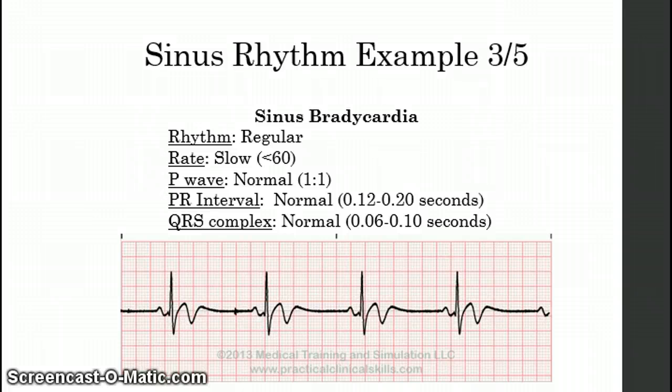Here is also, just like the normal sinus rhythm, just slower. So it's less than 60. A patient may or may not be symptomatic with sinus bradycardia. If symptoms do appear, treatment can include atropine or a pacemaker.